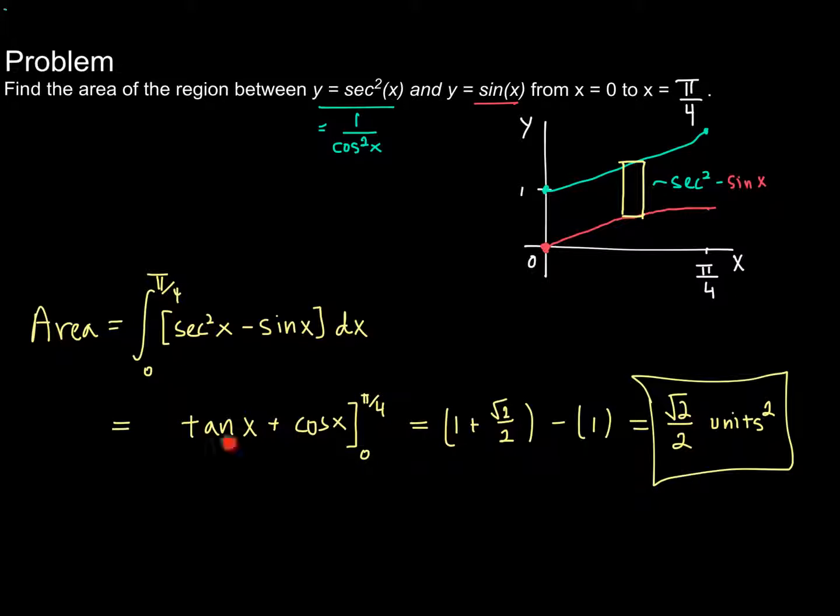Antiderivative of secant squared is tangent. Antiderivative of negative sine of x is cosine of x, evaluated at pi over 4, and at 0. At pi over 4, I get 1 plus root 2 over 2, and at 0, I get 0 plus 1. And so the 1's will cancel, and I'm left with root 2 over 2. Important to remember, this is an area, so this is in units squared. Very key to remember.